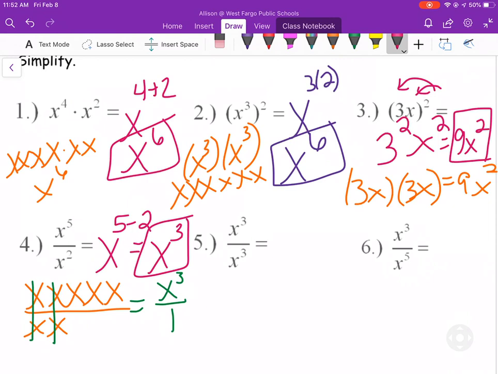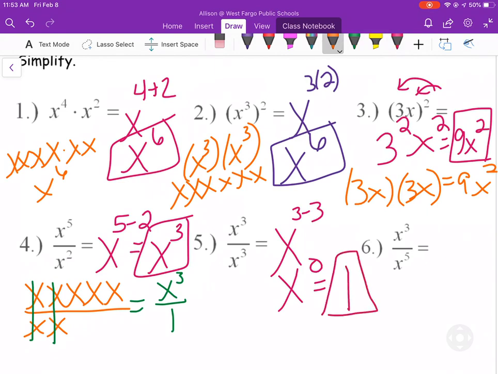Number 5, we can use the quotient rule as well. You can think about this one a couple different ways. The quotient rule says you subtract the exponents. So x cubed over x cubed would be x to the 3 minus 3, which is 0. Then using the zero power rule, anything to the zero power equals 1. Now if you thought about this, anything divided by itself, when you're looking back at the original, equals 1. That's one way of thinking about the zero power rule and why it works.